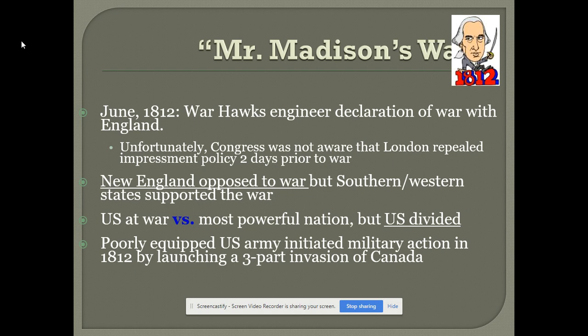But what's interesting is we sent a three-pronged attack into Canada. So the United States actually invaded Canada four times in American history. Now, none of those times was it actually Canada; it was a British colony. But of the three-prong attack, only one is partly successful. One burns down the city of York, which is modern-day Toronto.